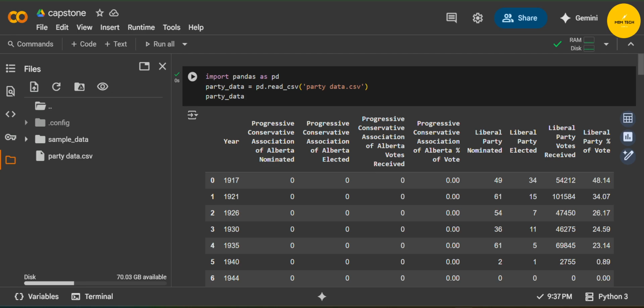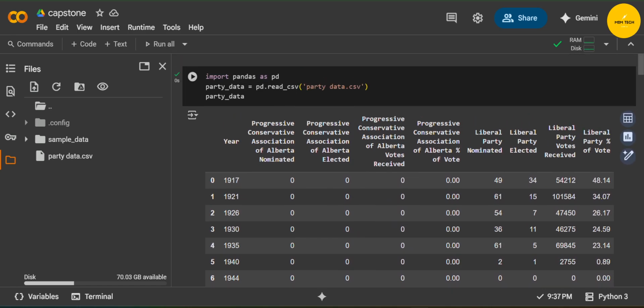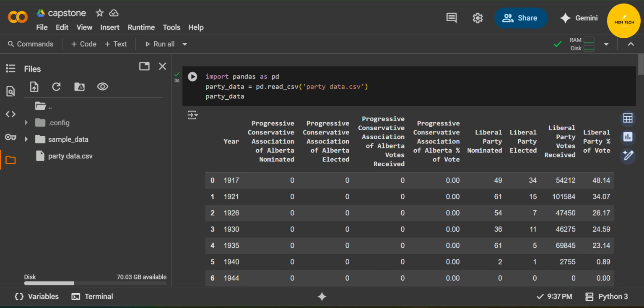And as you can see, I took the years 1917 to 2015, so roughly a century. And I did this because Alberta has a kind of weird history with their conservative parties. Two of them merged right after 2015, so that's why I decided to take this time period specifically.